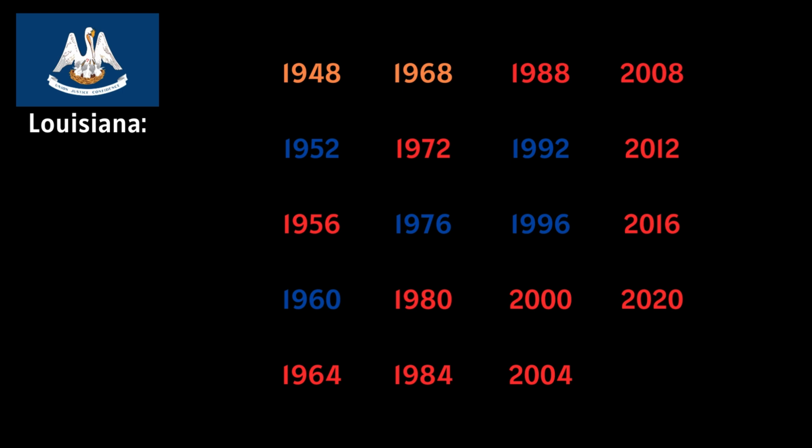Louisiana, although nowadays a Republican stronghold, has seen some changes in their political trends. Louisiana has voted for 5 Democrats, 12 Republicans, as well as voting for Strom Thurmond and the Dixiecrats in 1948, and George Wallace and the AIP in 1968. Louisiana has voted Republican every year since 2000.